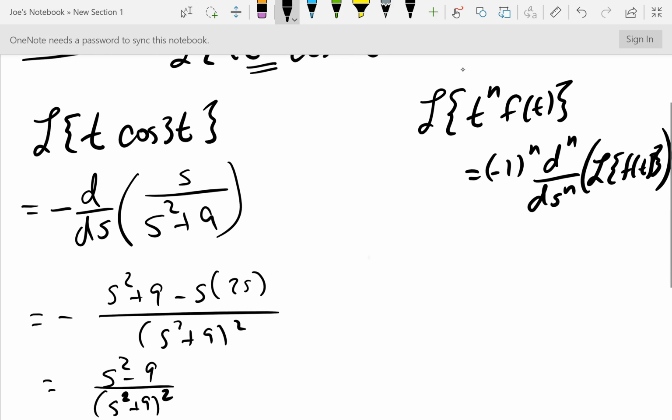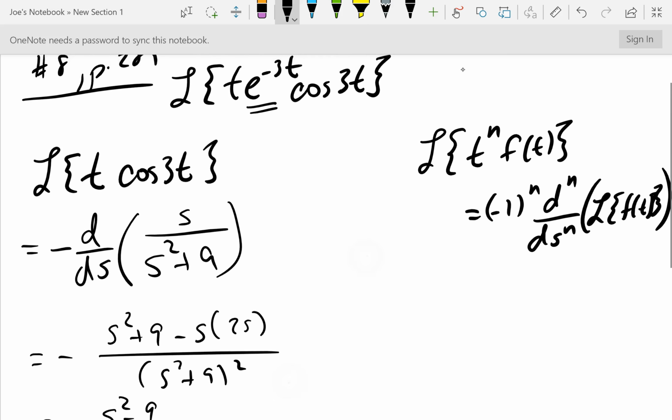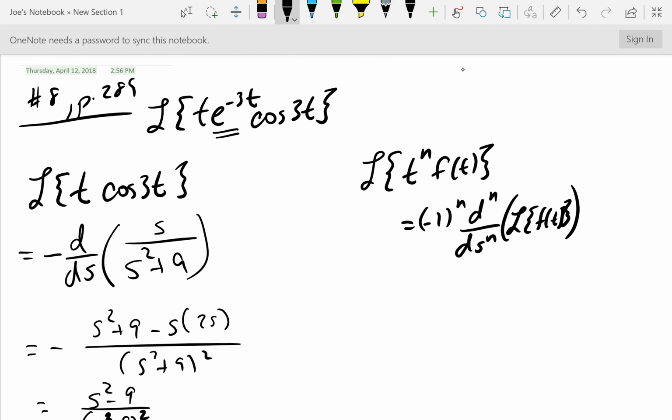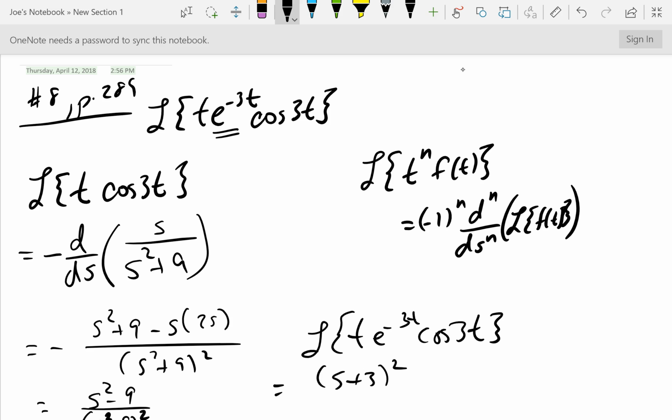All right, but notice again, it wasn't just t times cosine of 3t. It was t cosine of 3t times that e to the negative 3t. So we've got to do that adjustment, that translation. In this case, the Laplace transform for our t e to the minus 3t cosine of 3t would be s plus 3 squared minus 9 over s plus 3 squared plus 9 squared. And that would give us our Laplace transform for that particular function.